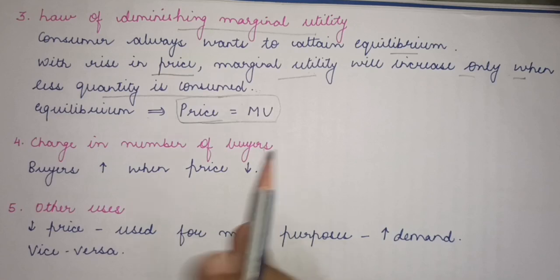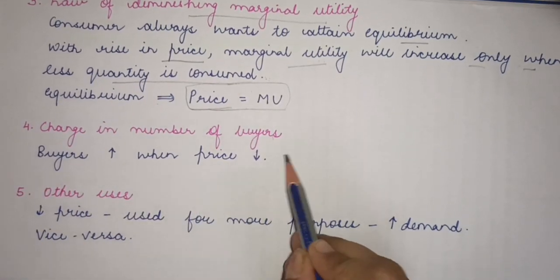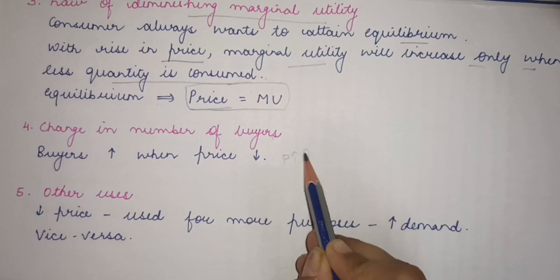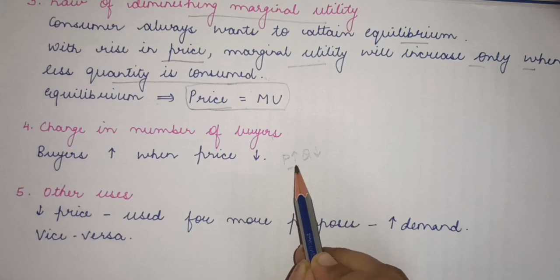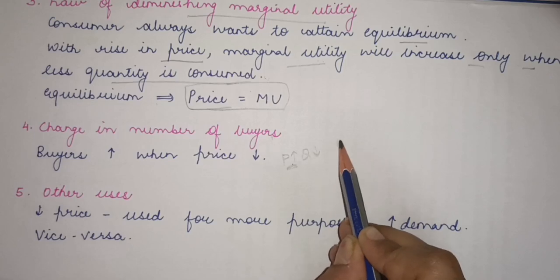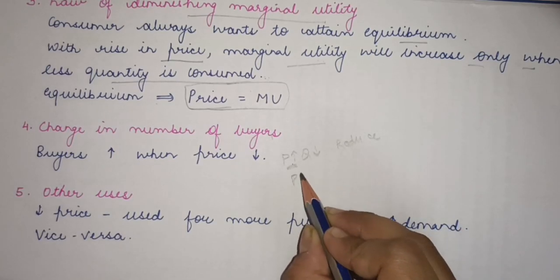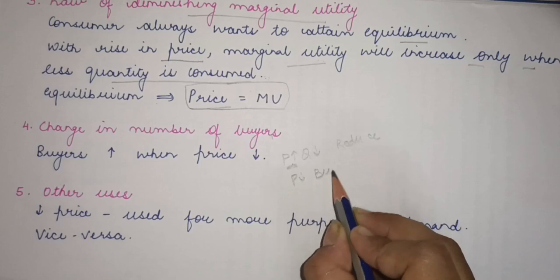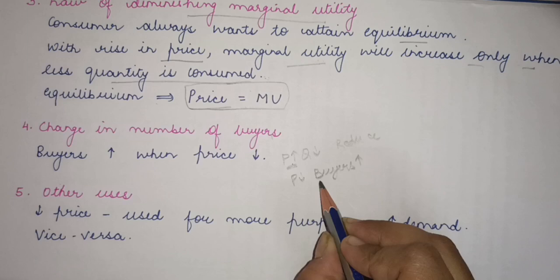Next is change in number of buyers. See, what happens is when there is, say, an increase in price, the quantity reduces. Why? Because the people who were buying it earlier are now not able to buy it because of the increase in prices. That is why, in this case, the number of buyers will reduce. And on the other hand, if the price of a commodity is reducing, then the number of buyers will increase. Why? Because now there are more people who are able to buy that commodity.